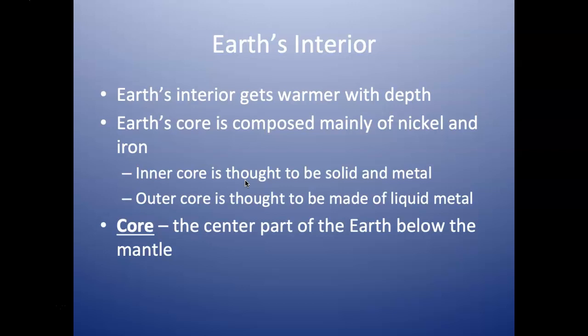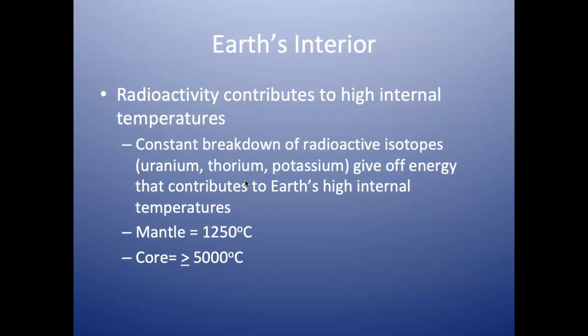When we talk about the core of the Earth, it's going to be the center part of the Earth, just below the mantle, and it's classified into two different types. We have the inner core, which is thought to be solid and made up of solid metals, and then we have the outer core, which is thought to be more liquid in nature. Those two are going to be mostly comprised of nickel and iron that has melted over time.